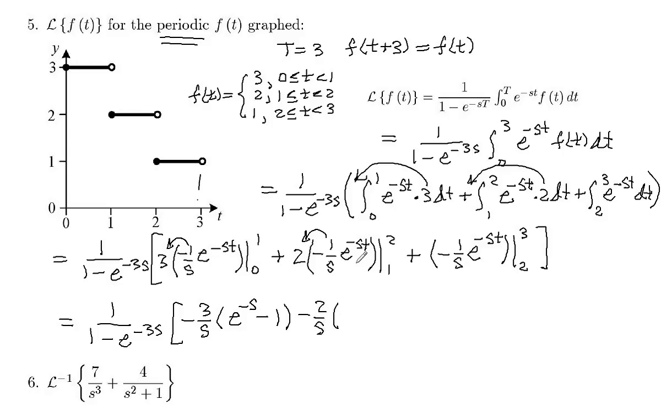And now just plug into e to the negative st, so plug 2 in for t, so e to the minus 2s, minus, plug 1 in for t, e to the minus s, and then again, factor the negative 1 over s out of the evaluation, minus 1 over s, so now we're just plugging into e to the negative st, plug in 3 for t, so e to the minus 3s, minus, plug in 2 for t, e to the minus 2s.